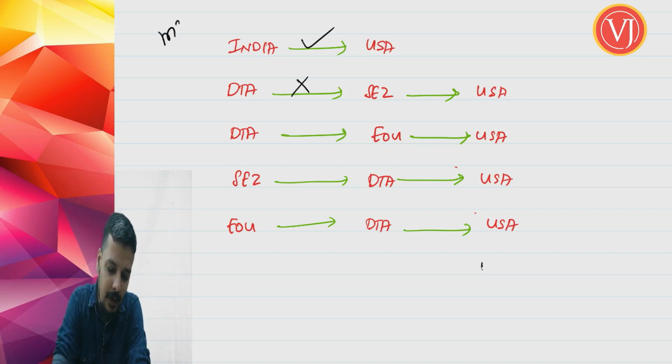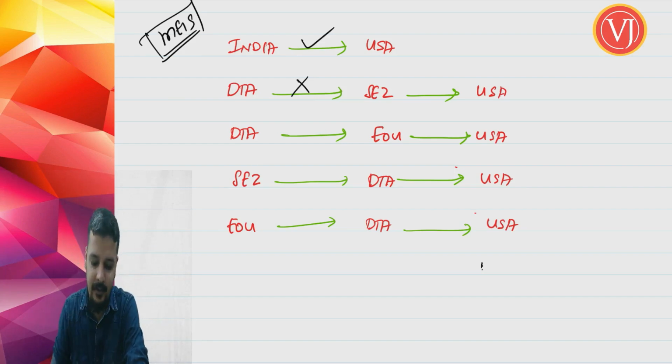Friends, we are discussing about your MEIS script calculation. Now, the discussion is only about MEIS, not about SEIS. And SEZ to USA, it is actual export. Yes. DTA to EOU, deemed export, but not included for MEIS. EOU to USA, yes, included.